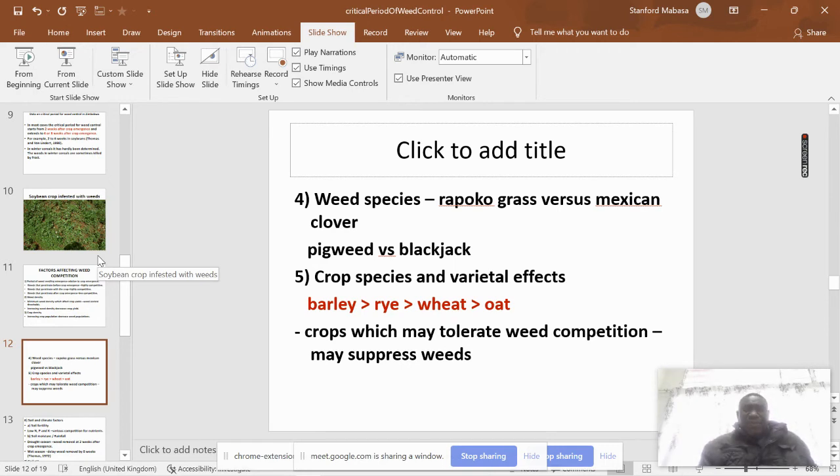The other is the crop species and the varietal effects. Now, crop genotypes have different tolerances to weed competition. For example, we have got barley, rye, wheat, and oat, which may tolerate weed competition in that order. For example, rye tolerates weeds better than barley. Wheat tolerates weeds better than rye, and oats tolerate weeds better than wheat. So oats could be the best crop to tolerate weeds.